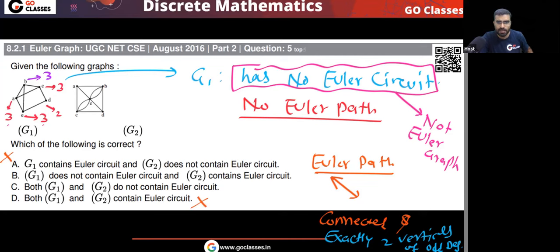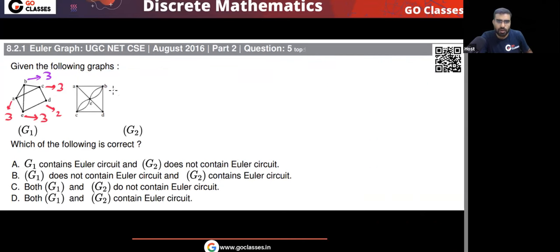Now let's check this next graph G2. What about this graph G2? You can notice the degree of vertex B is 4. Degree of D is 3. So again, there is no Euler circuit. See, the degree of vertex D is 3. So no Euler circuit. So I can say the answer will be option C.